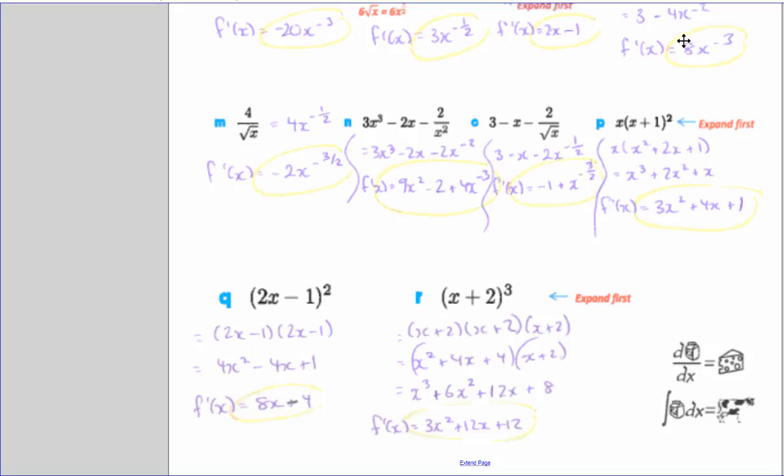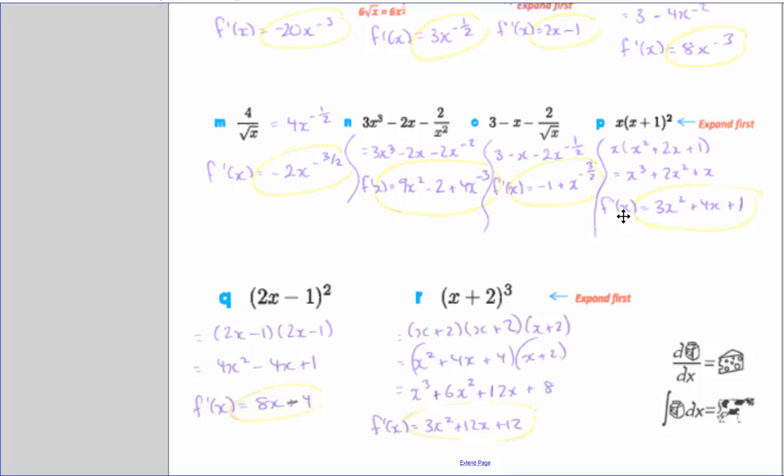Here we've got to expand first, so write out the double brackets. You might want to write x brackets, x plus 1, close brackets, open brackets, x plus 1. If you FOIL this part, you'll probably end up getting x squared plus 2x plus 1, but then you've got to multiply all of those by x. So now that times that becomes x cubed, that times that becomes 2x squared, that times that becomes x. That's still the original function, it's just been expanded. Now do the calculus step.